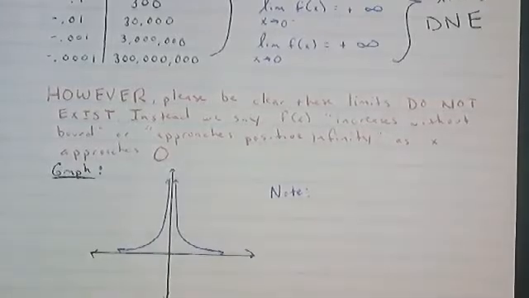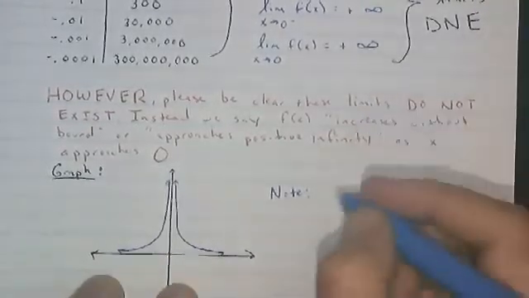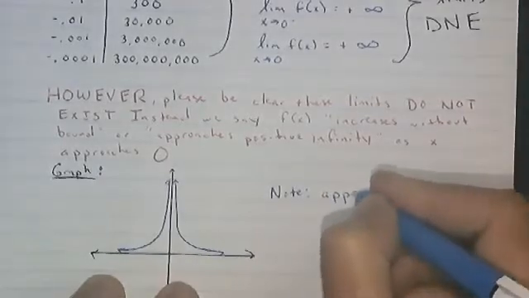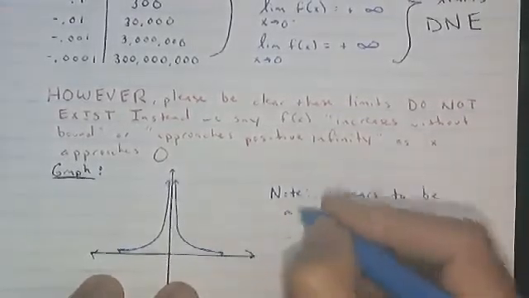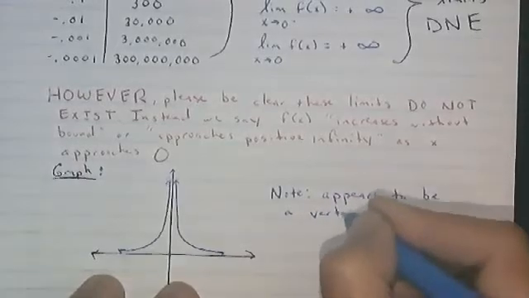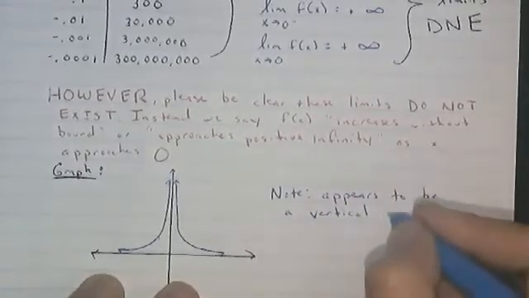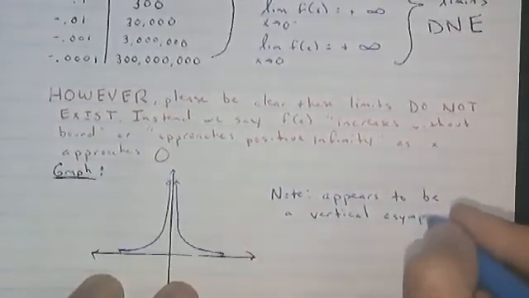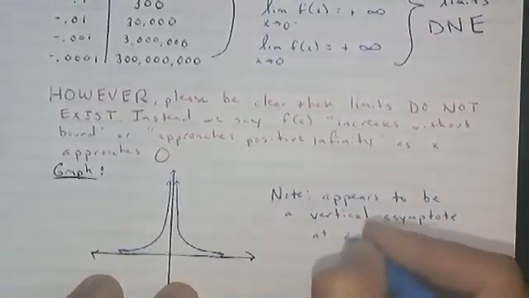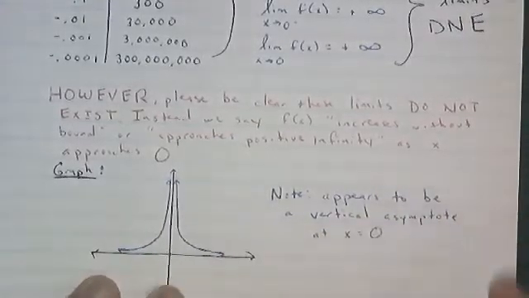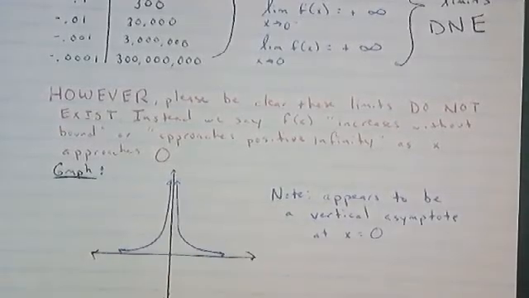I heard it. Asymptote. One of your favorite words to say and spell. It appears to be a vertical asymptote at x equals 0. We'll revisit that idea after we've danced around a little more with the vertical limit idea.